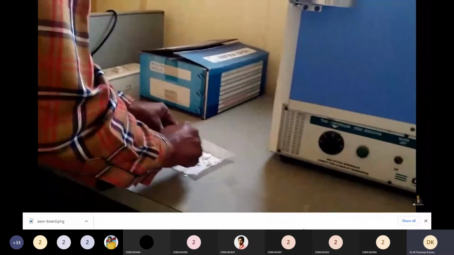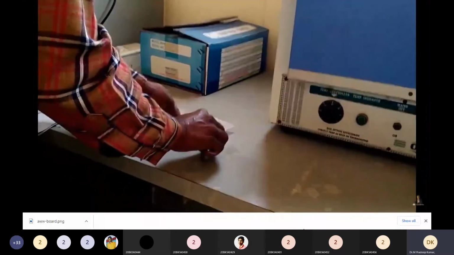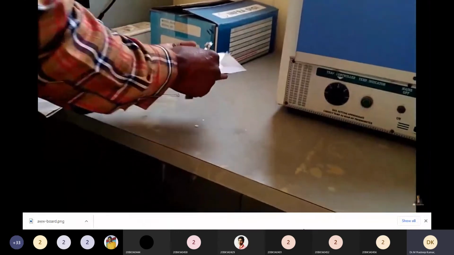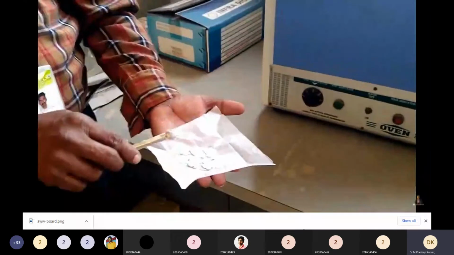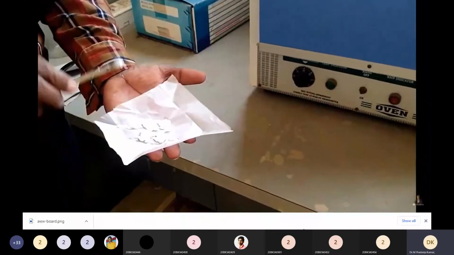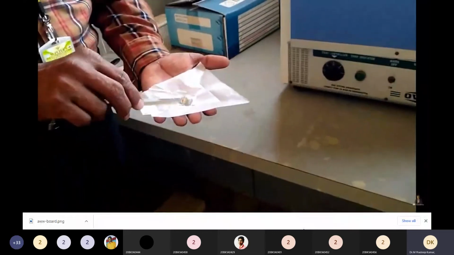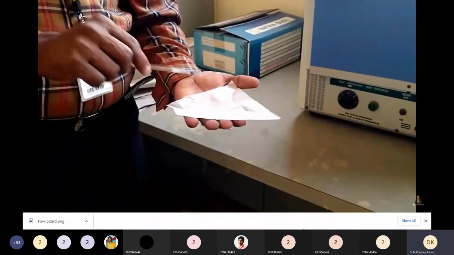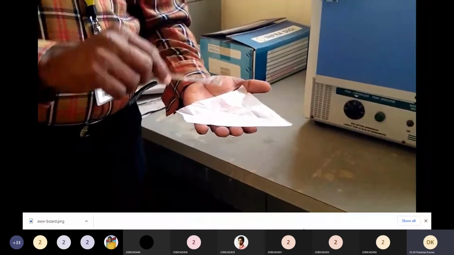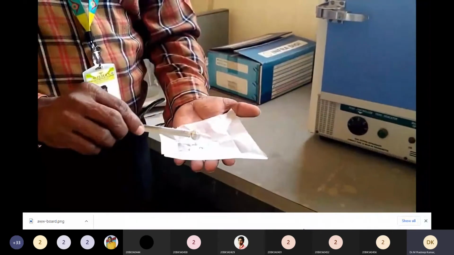Now it is somewhat dry, a little bit more moisture is there, so keep it like that for 1 hour. So this is the crude aspirin. Then after some time you have to recrystallize and calculate the yield. The crude yield will be more than 2 grams. Why? We used 2 grams of salicylic acid and in acetic anhydride one CH3CO group is added, so more than 2 grams of compound will come. So this is the aspirin.